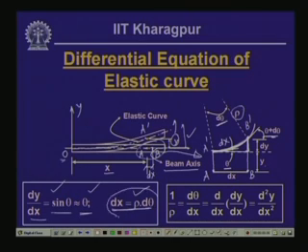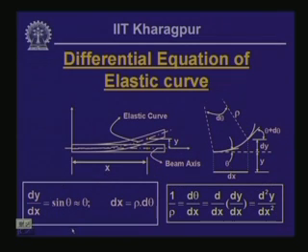So, from this we can write that 1 by rho is equal to d theta by dx, and in place of theta if we substitute dy by dx, d by dx of dy by dx gives us d2y by dx2. So, 1 by rho is equal to d2y by dx2. This is the second order differential of y with respect to x, and this is our curvature. If you remember from the previous module's lecture, curvature is equal to 1 by rho.